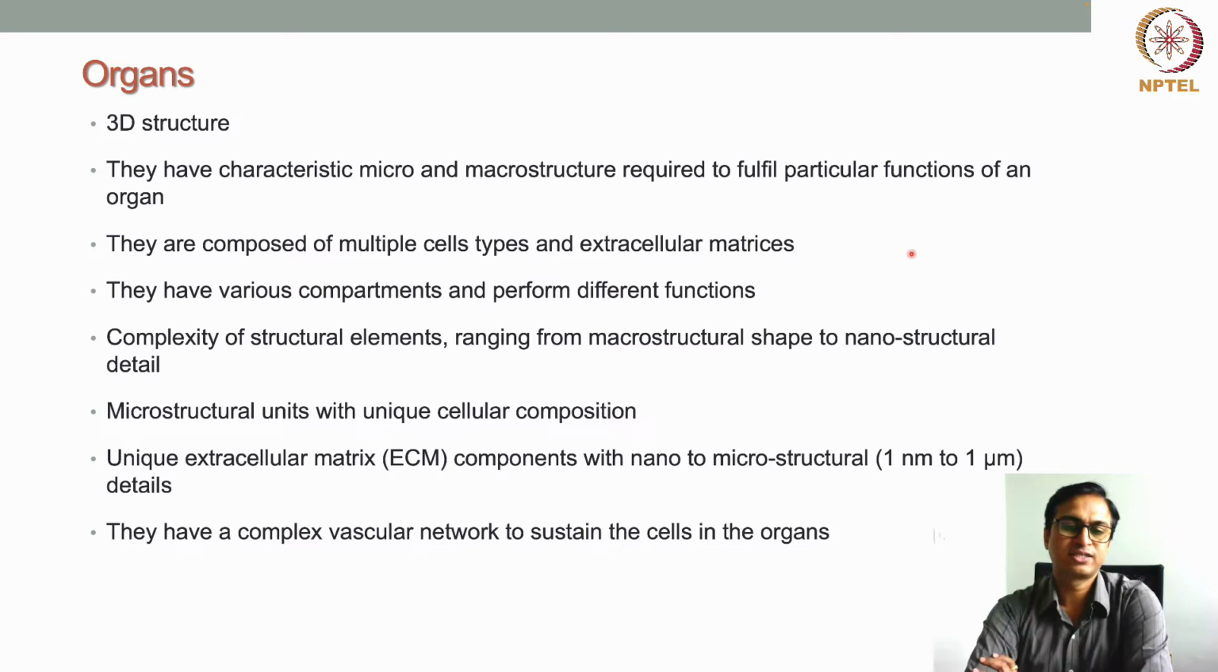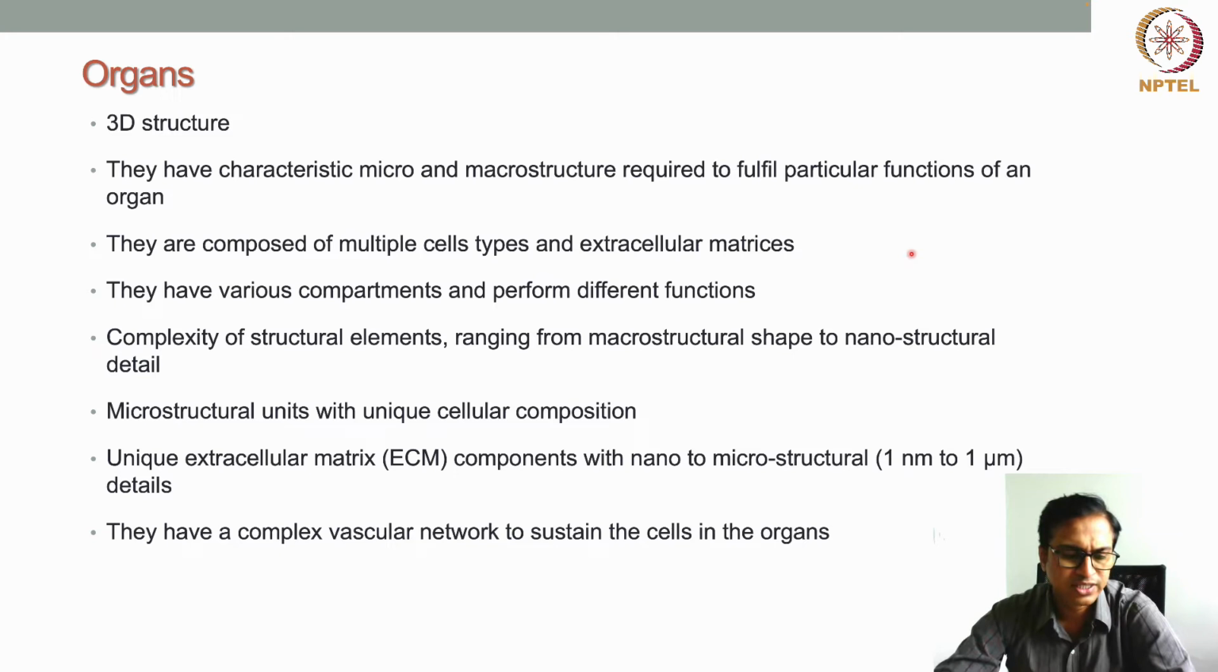The human body is composed of different types of tissues and organs. Multiple organs work simultaneously and in tandem, together, to run our body, right? All the different organs have typical 3D structures. Each of these organs has a detailed structure, and sometimes some of the organs are very complex in nature. They have a typical micro and macro structure that is required to fulfill the function of that particular organ.